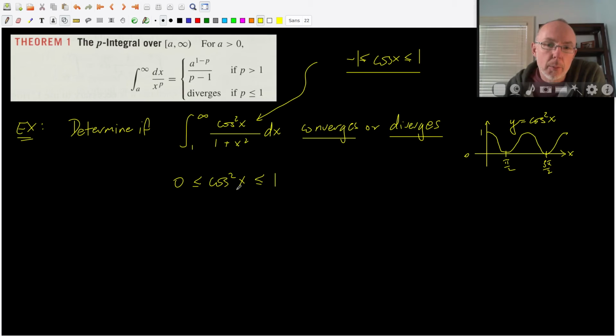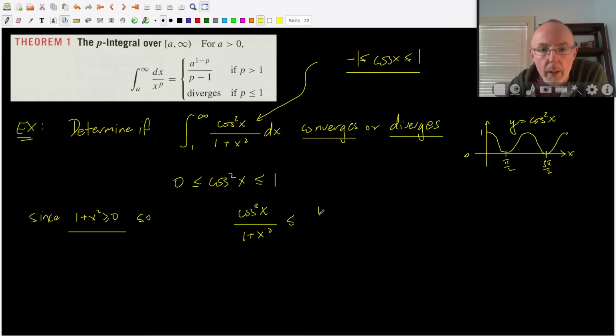So if it oscillates between 0 and 1, I actually can say something about 1 plus x squared. I know that it's positive, so I can multiply or divide by it without changing the inequalities. This thing is always greater than or equal to 0. In fact, it's always greater than or equal to 1. But the fact that it's always positive means I can divide by it. So I can take that inequality and divide it by 1 plus x squared.